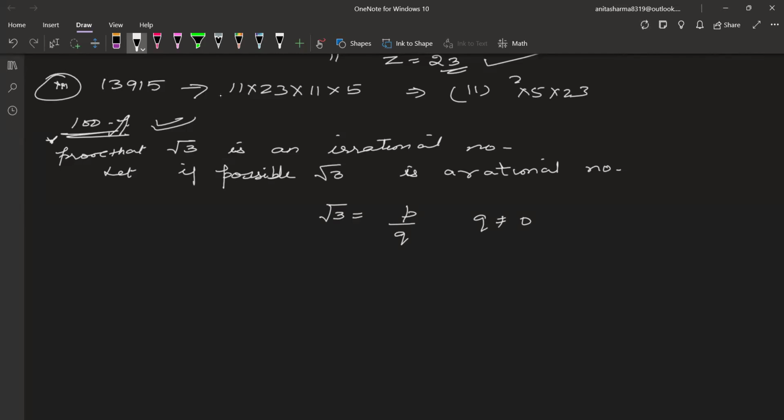So now what we will do? We will cross multiply. Then the value of P will be root 3 Q. Now we have to remove this square root sign. So what we will do? Squaring both sides.